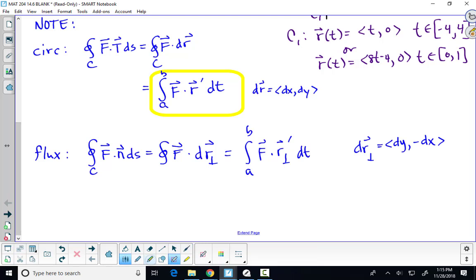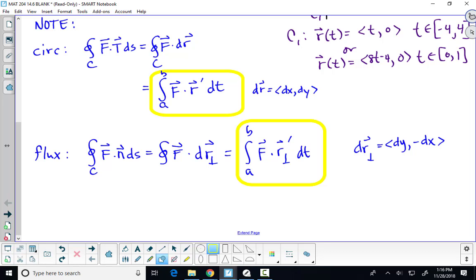These are the two evaluation methods that we use. Circulation, just r prime. Flux, r prime perpendicular, where we switch the coordinates and change the second sign. And for each of these, whatever parameterization we use, we take r prime, switch the coordinates, and change the second sign.